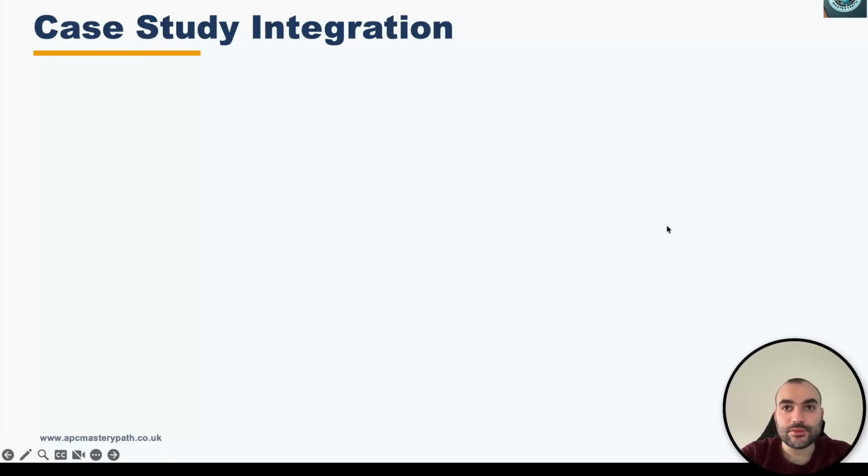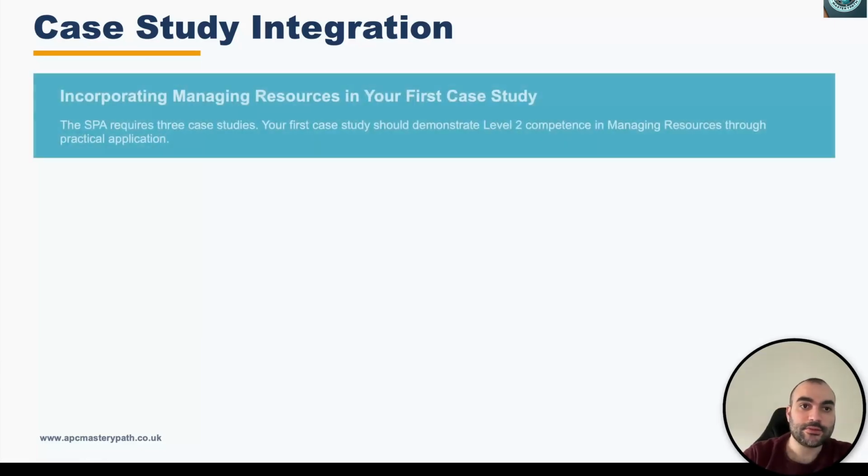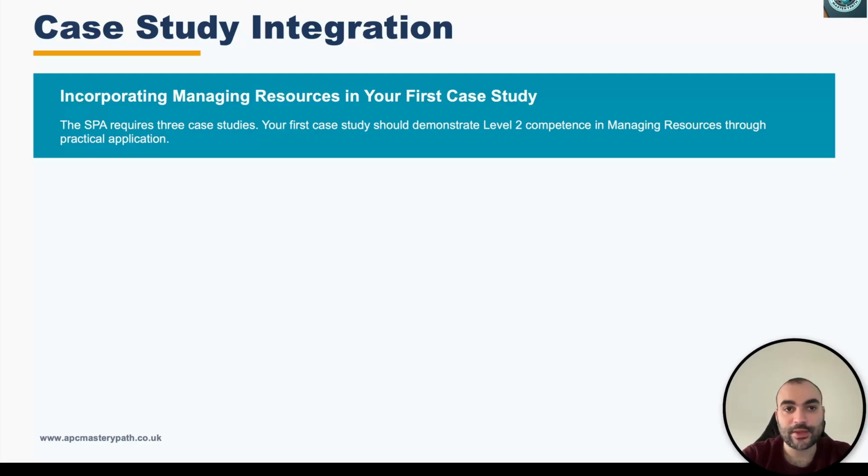And now moving to the last part of this lecture, which is how you can integrate managing resources, excluding human resources, into your case studies. So as you would find in other lectures in this course, you'll have 3 case studies as an SPA candidate. The first one is normally including the mandatory competencies, taking into account leadership, managing resources, and managing people, in addition to the other mandatory competencies.